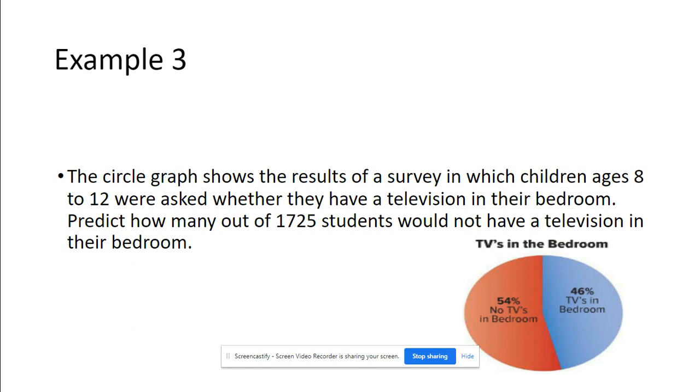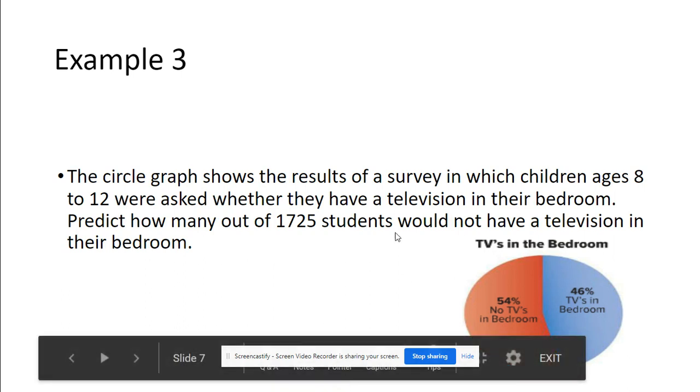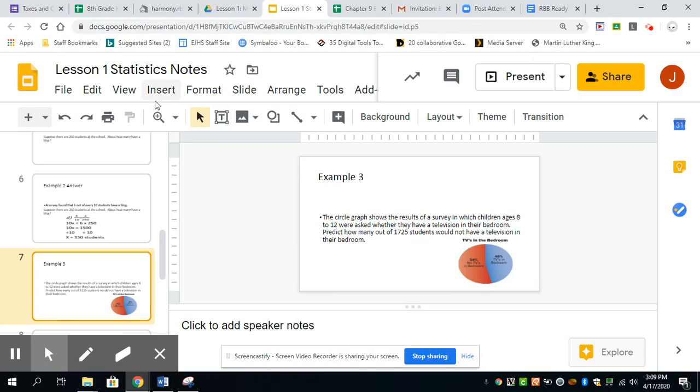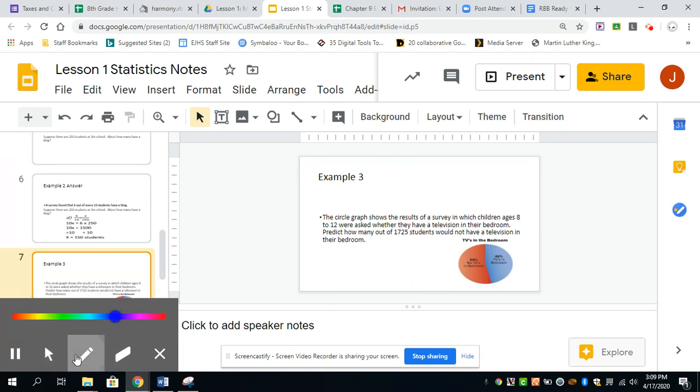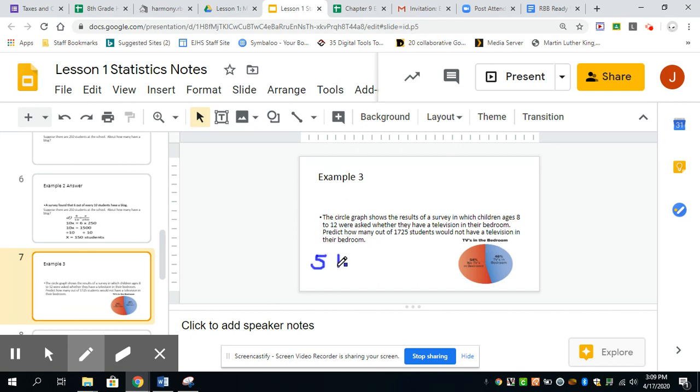We could either set it up as a proportion, which would be based on how many students are originally in the survey. Well, since it's based on percentages and our percent is always out of 100, we're concerned with how many do not have a television, so that's 54. So I could do 54 over 100 equals X, which is our portion out of the total number in our full population, which is 1,725. One way to go about it.